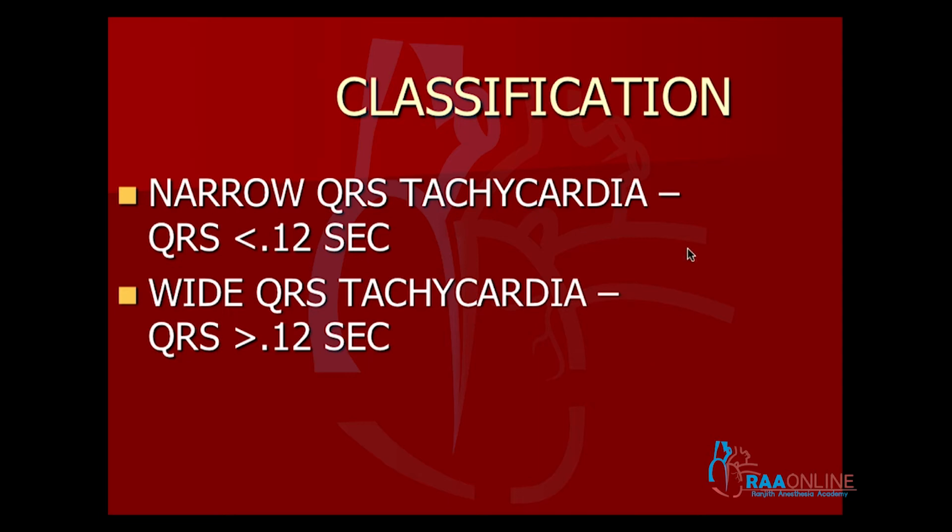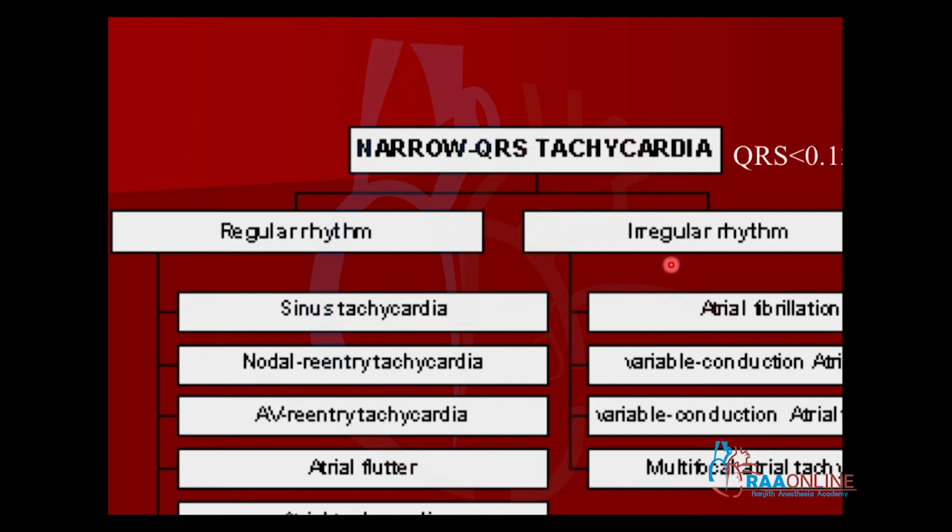Once again, the narrow QRS and the wide QRS complex tachycardia can be divided into regular or irregular. So depending upon whether this is regular or irregular, we have regular narrow QRS or irregular narrow QRS, regular wide QRS or irregular wide QRS. So you can see there are 4 types of tachycardias we have to see. Today, what we are going to see is narrow QRS complex tachycardia.